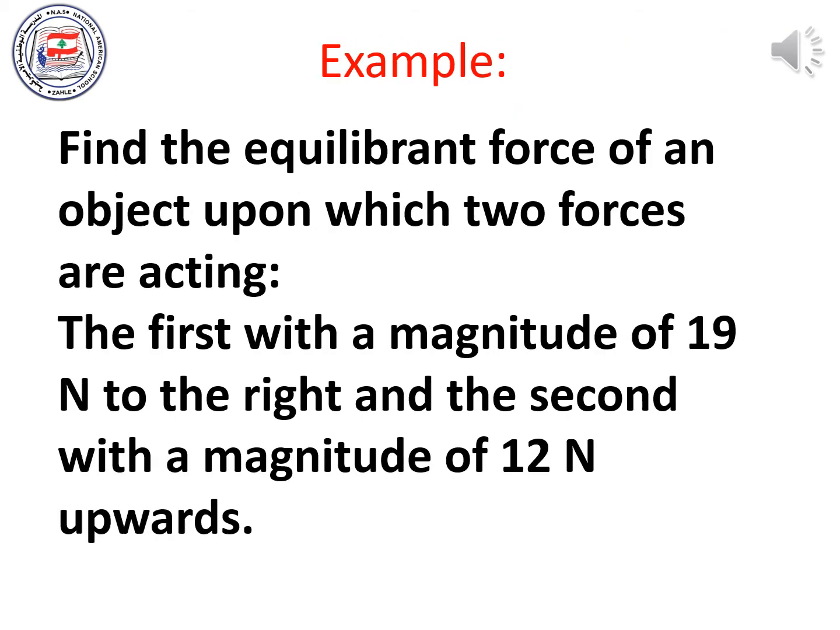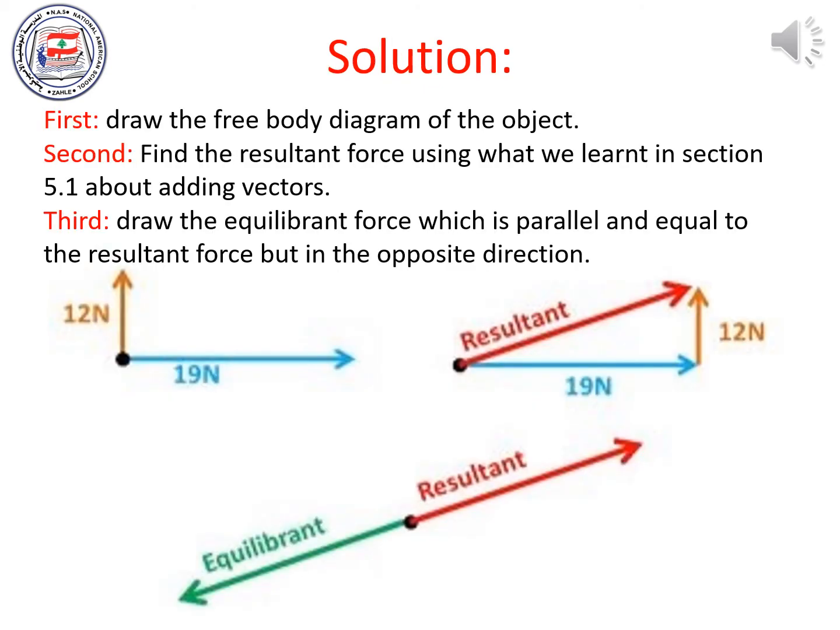For example, find the equilibrium force of an object upon which two forces are acting. The first with a magnitude of 19 newtons to the right, and the second with a magnitude of 12 newtons upwards. In order to find the equilibrium force, first we draw the free body diagram of the object, as you can see in the figure in front of you to the left. We draw the object as a dot, and the forces are coming out of the object. The first one is 19 newtons to the left, and the second is 12 newtons upwards.